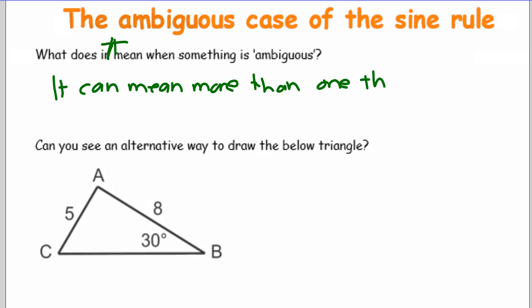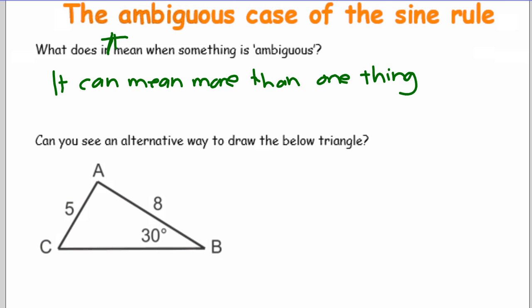So, what does the word ambiguous mean? It means it can mean more than one thing. You might have heard it in English class in the past before. I remember doing little grammar exercises where there were ambiguous sentences, and you had to work out how they were ambiguous.